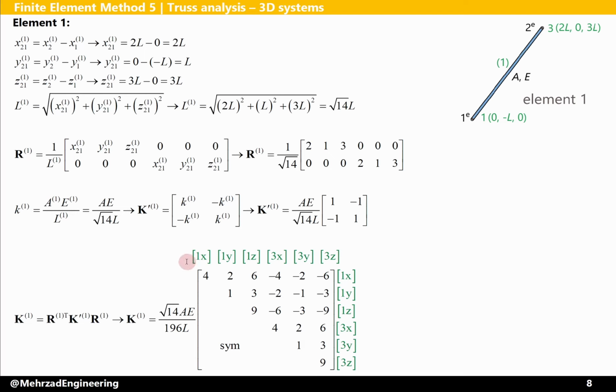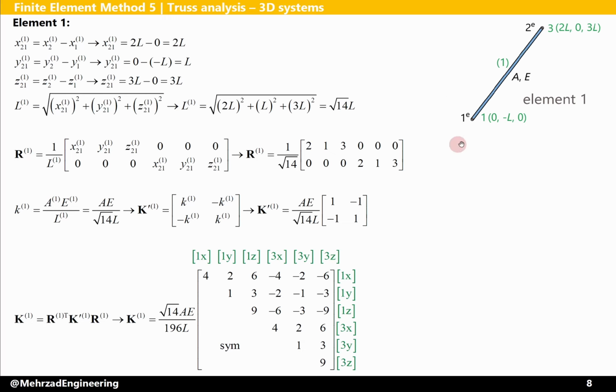Also, I have written on top and beside of this matrix degrees of freedom based on global node numbers, which help us when we want to assemble the stiffness matrices of the elements to find the stiffness matrix for the structure.